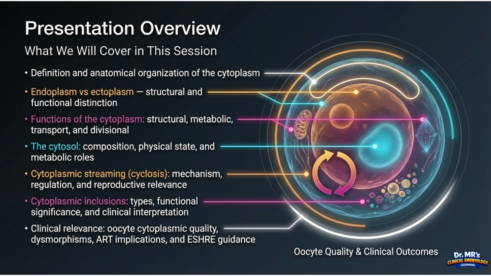From the cytosol, we move to cytoplasmic streaming, also called cyclosis, a phenomenon critical for organelle redistribution in the oocyte and for ensuring balanced cytoplasmic inheritance during cleavage. We then turn to cytoplasmic inclusions, lipid droplets, glycogen granules, secretory granules, and pigment bodies, examining each in the context of oocyte assessment. And we close with the clinical framework, how these concepts translate into interpreting oocyte dysmorphisms under European Society of Human Reproduction and Embryology guidelines, and what the current evidence says about their significance for assisted reproduction technology outcomes. Let's begin with the foundation.